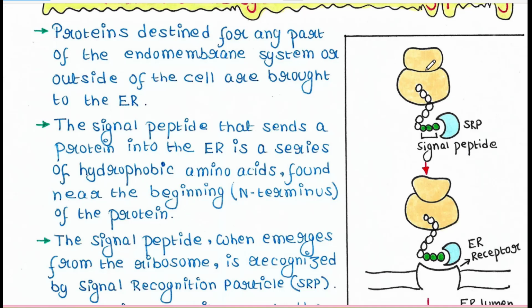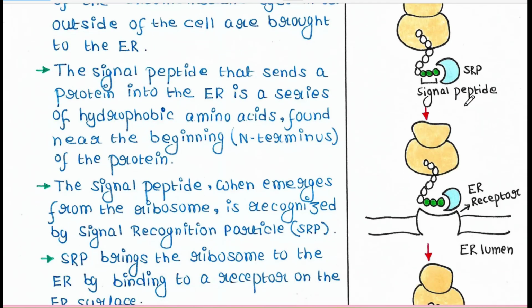So this is the ribosome and here is the protein. This protein needs to be transported into the endoplasmic reticulum. So the end terminus of this protein contains a specific tag, that is the hydrophobic amino acid sequence. This is called the signal peptide. Now, the signal peptide, when it emerges from the ribosome, is recognized by SRP. SRP is the signal recognition particle.